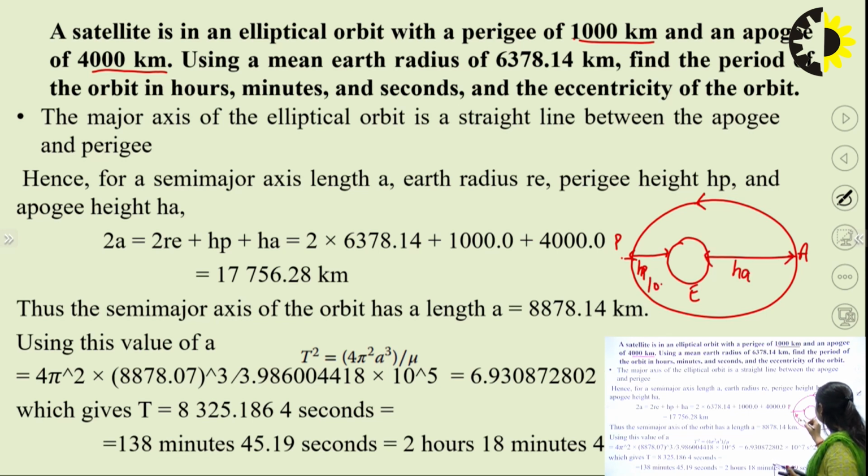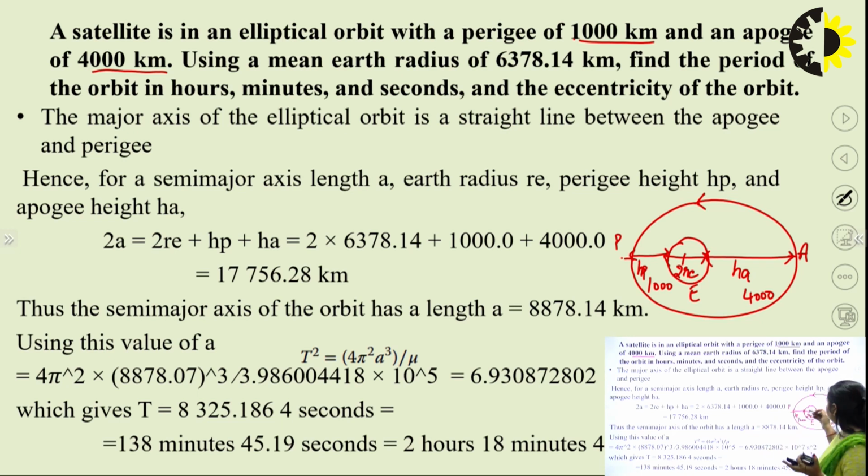It is 1000. It is 4000. We have to calculate the eccentricity. So for eccentricity, I must have this a, the semi-major axis. So this is the Earth. We know the diameter of Earth, that is 2 times the radius of Earth. The radius of Earth is 6378.14. So multiplying by 2, we know the complete diameter.